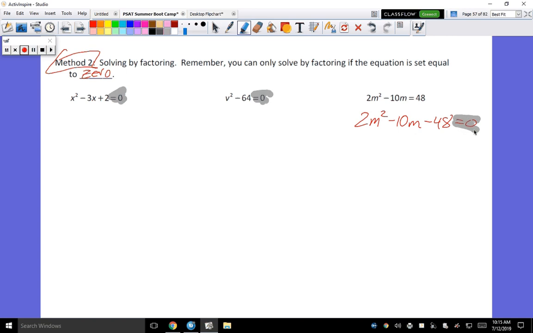Now, of these 3 that are up here, one of them I don't have to set equal to 0. Can someone tell me which one of these I don't have to set equal to 0? Not the first one. The second one. This one I don't have to set equal to 0. I could go straight to this, and can you tell me what the answer would be? Plus or minus 8, because you took the square root and you have a plus or minus.